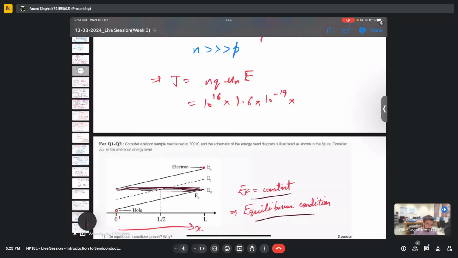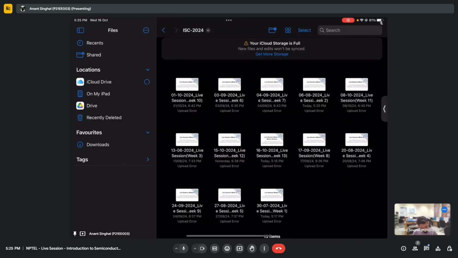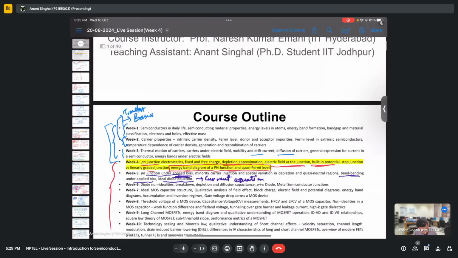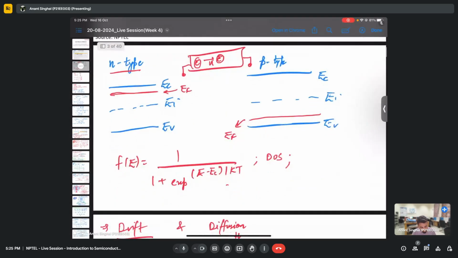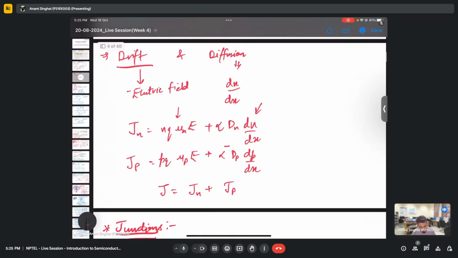So we have already established the motions of carriers. Now we went towards the devices. I guess in week 4 we first introduced the PN junction for the first time. So this is week 4. This is the first time we introduced, if we have two materials having a different doping, how it looks like and how the band diagram would look like.